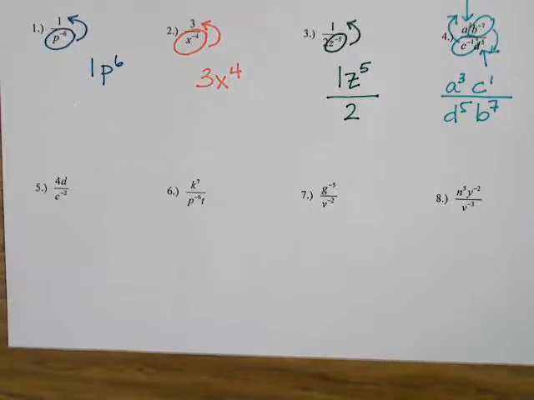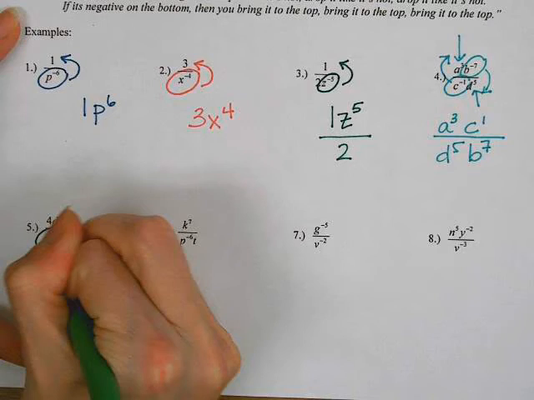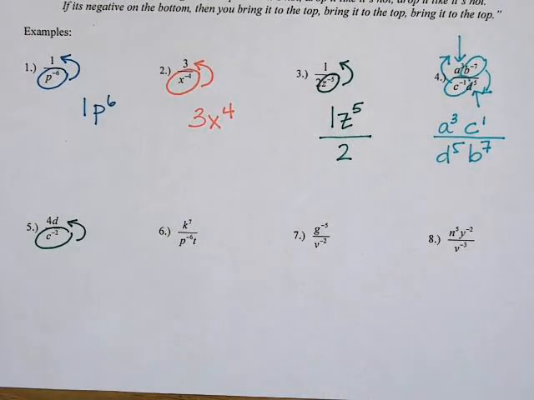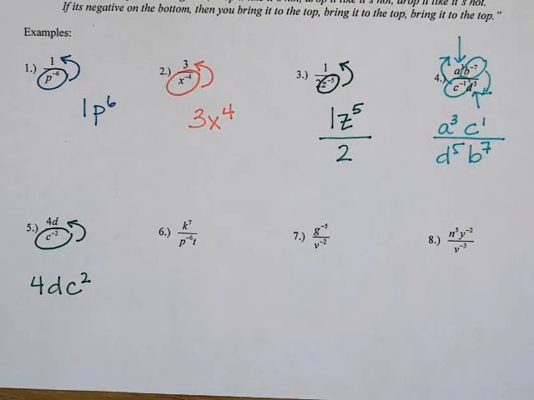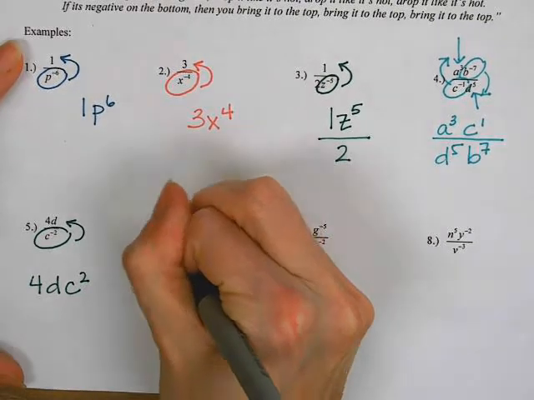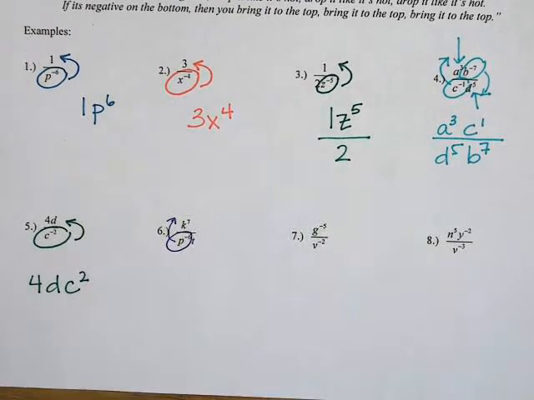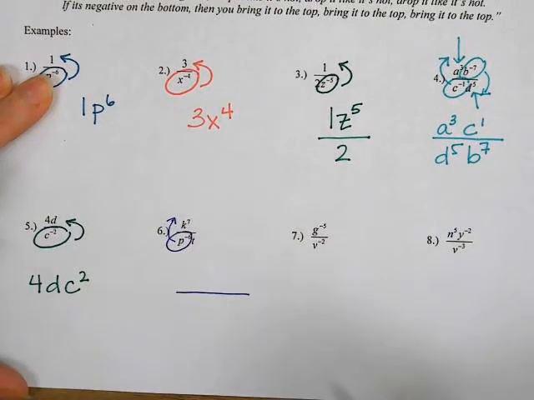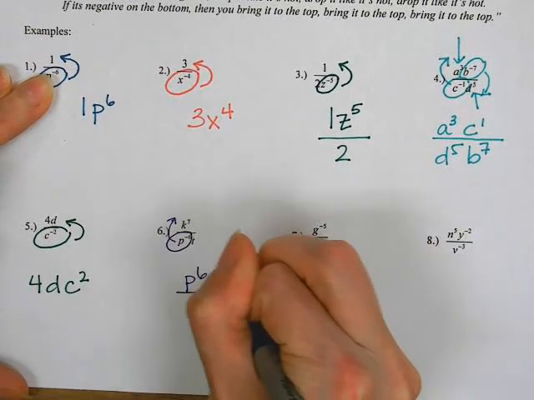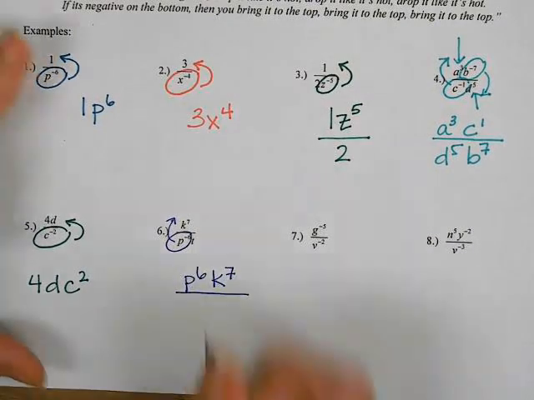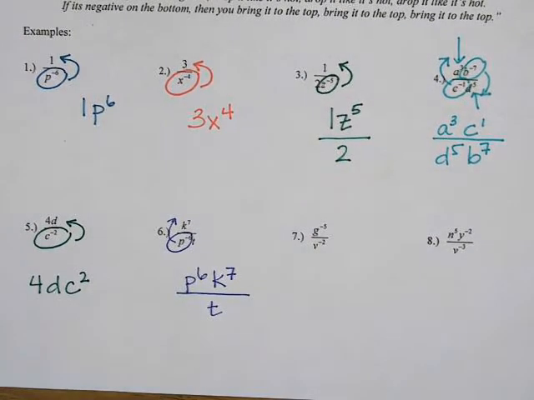All right, moving along, guys. Number 5. If it's negative on the bottom, then you bring it to the top. And those guys are going to stay put. So now we have a 4 and a d and a c squared. Because when you move it, it becomes positive. Okay, number 6. If it's negative on the bottom, then you bring it to the top. All right, so let's see what we got. On top now, we have the p to the 6 that we brought up. We also have the k^7 from the beginning. And then don't forget that t is still down at the bottom.